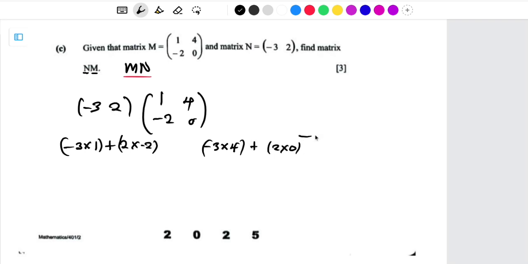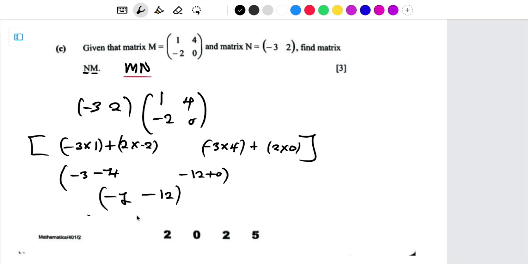So this is going to give me negative 3, then this is also going to give me negative 4. But remember, this is positive. Positive multiplied by negative, that is negative. Then this is going to give me negative 12. Then this is going to give me 0. So when I do the computation, this is going to give me negative 7, and this is going to give me negative 12. Right. So this is going to be my final answer.